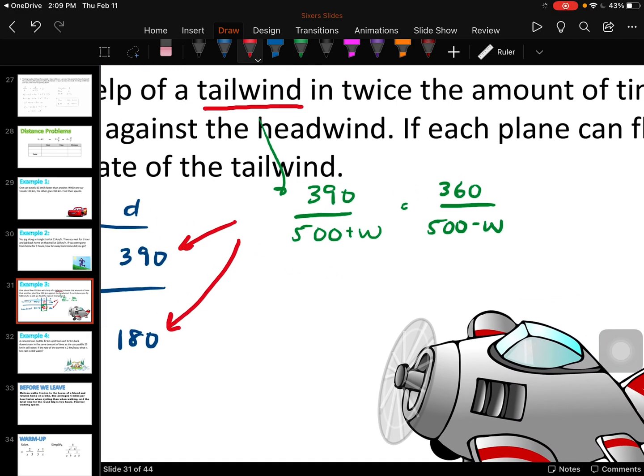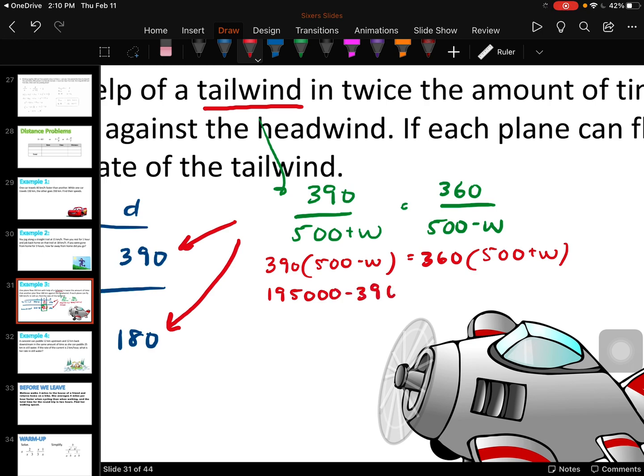Here you can cross multiply. So I have 390 times 500 minus W, and 500 plus W. You can pause this if you have to complete the calculations. You guys should be able to solve this from here. Distribute, I get 195,000, I'm sorry, minus 390W equals 180,000 plus 360W. We'll solve this out like normal.